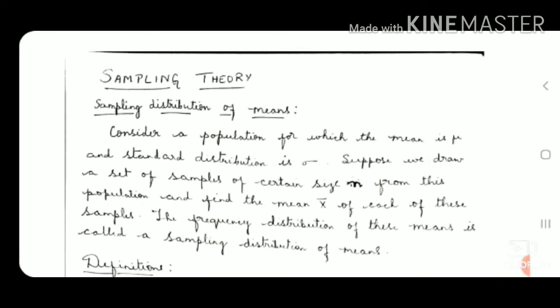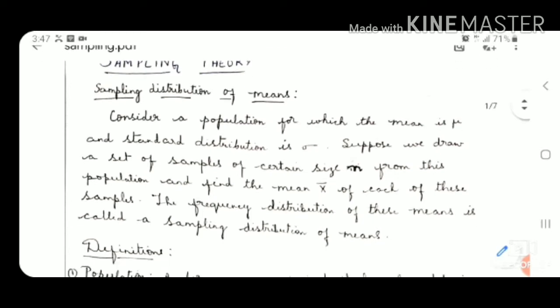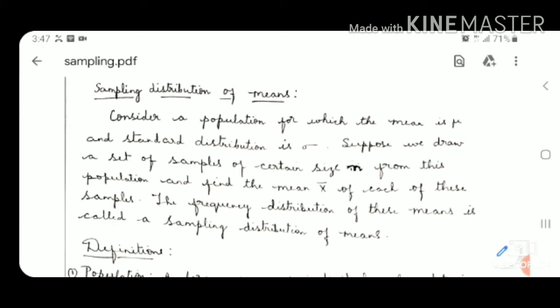Joseph Engineering College, Mangaluru. Today we will learn about sampling distribution. First, we need to understand the definition of sampling distribution in general. Given a population, consider a set of samples of certain size drawn from the population.